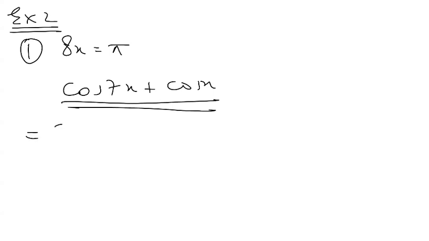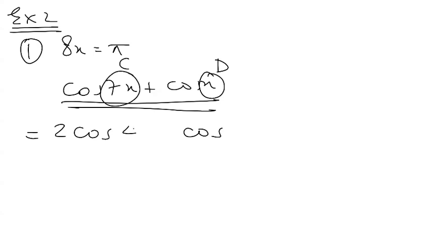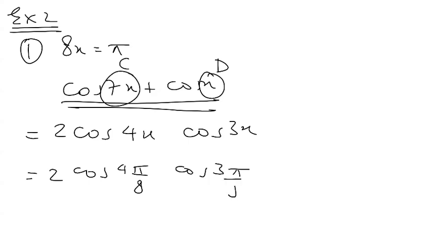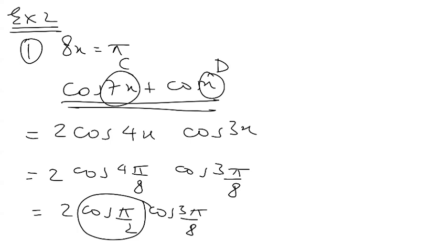Cos plus cos is 2 cos cos. This is C and this is D. C plus D by 2, so 7x plus x, that is 8x. 8x divided by 2 is 4x. And 7x minus x is 6x. 6x divided by 2 is 3x. Now put the value of x as pi by 8. So 2 cos pi by 2 cos 3 pi by 8. Now this is cos 90 and cos 90 is 0. So the final answer will be 0.